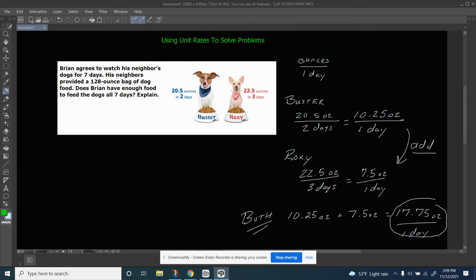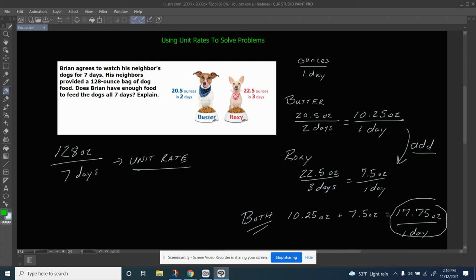All right. Well, we know how much they can eat in a day. Over here, though, it says that Brian agrees to watch the dogs for 7 days. So we have to figure out how to get to 7 days. And we know that we have 128 ounces. So we have 128 ounces to last 7 days. So what I'm going to do is I'm just going to find the unit rate. And what that's going to tell me is this bag of dog food may or may not last 7 days. So if we just find the unit rate of this, that's 128 divided by 7.